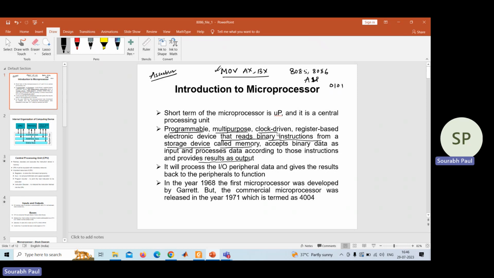Then some clock is there. According to the clock, the processor will work. In the processor, some registers are there which will be used for the temporary storage of data, or maybe some other operations also.